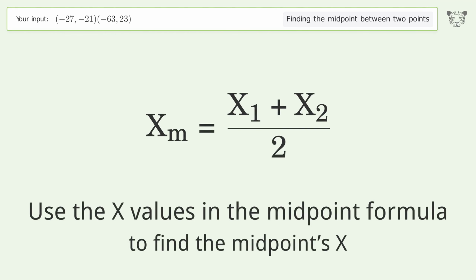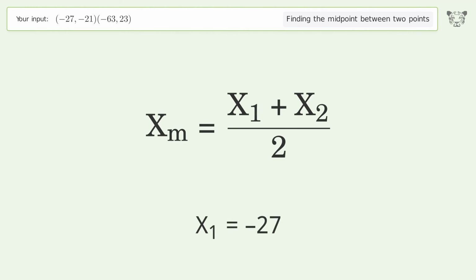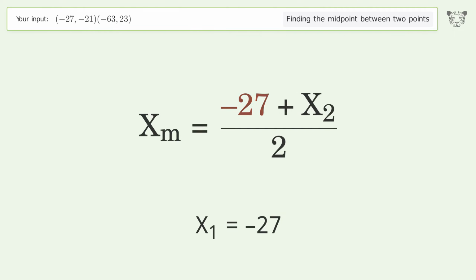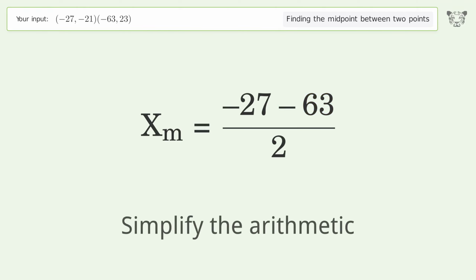Use the x values in the midpoint formula to find the midpoints x. x1 equals -27. x2 equals -63. Simplify the arithmetic.